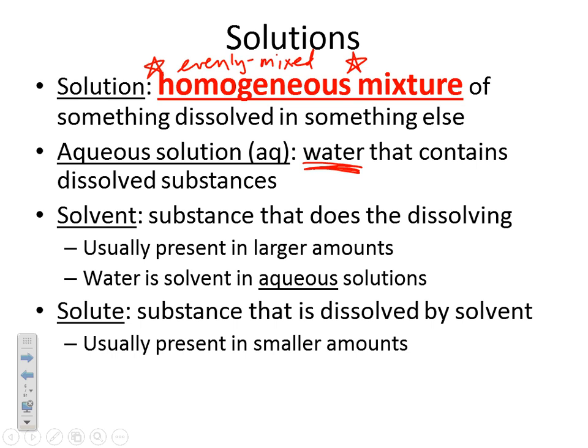And typically speaking, your solvent is the thing that you have more of. If you think of dissolving salt in water, you have way more water than you do salt. Water is the solvent. Versus solute: the solute is the substance that is being dissolved, and it's typically present in smaller amounts.